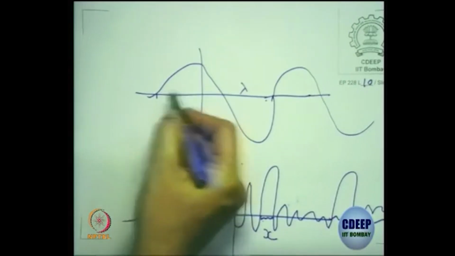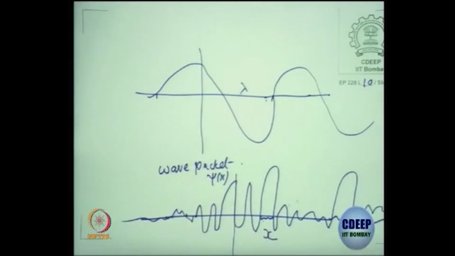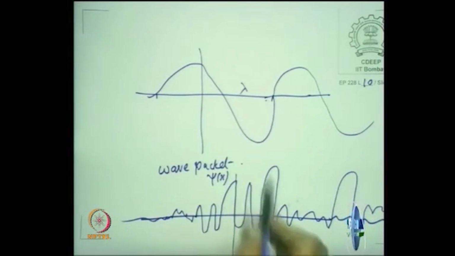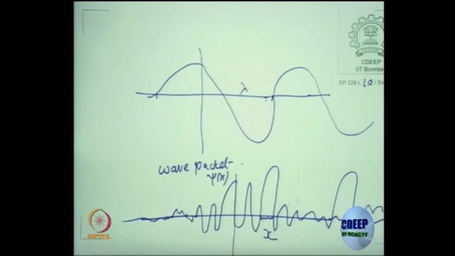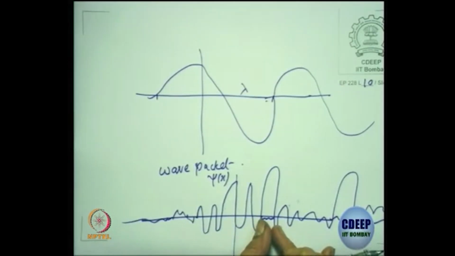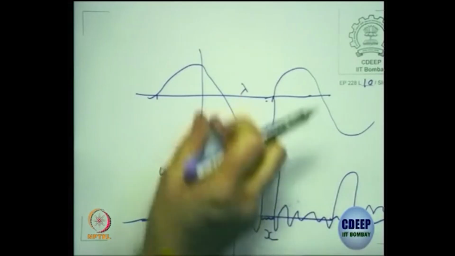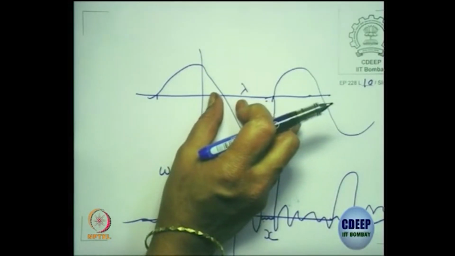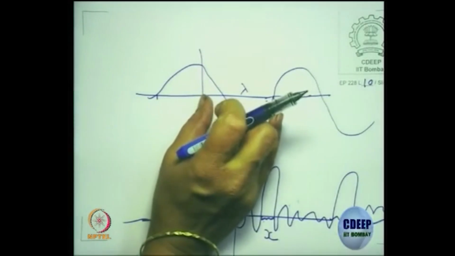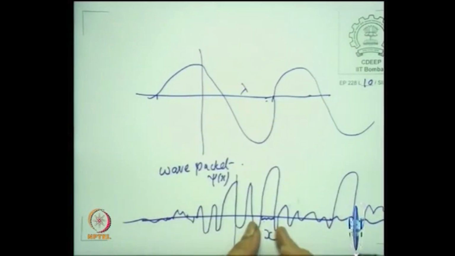It's not here when I want to find where the particle is. It can be anywhere because there is a periodicity. That periodicity will damp down when you take a superposed wave. So you get a localization here for the wave packet, whereas here you get a specific wavelength. Here you don't get a specific wavelength.